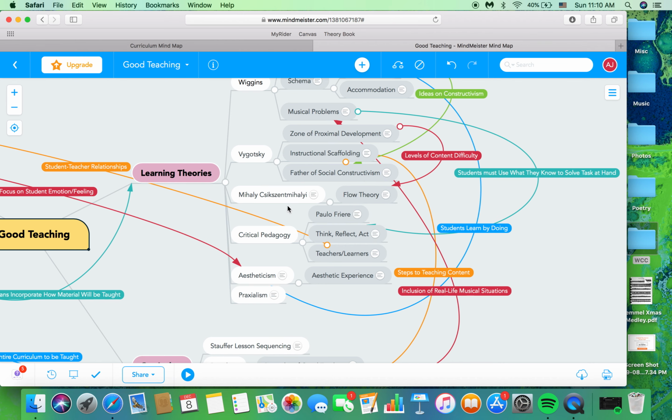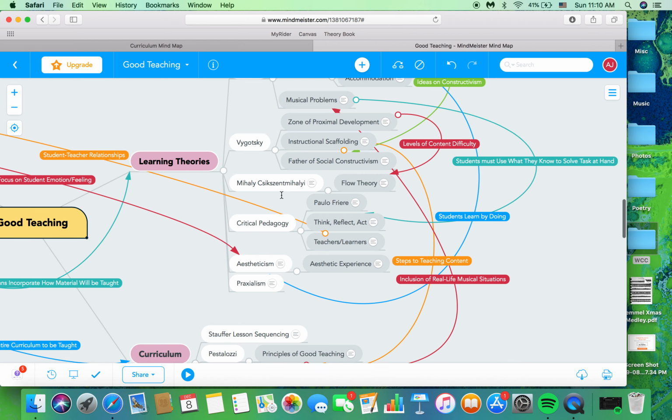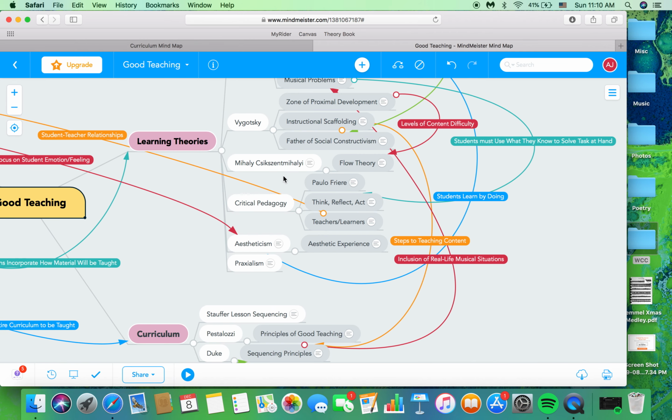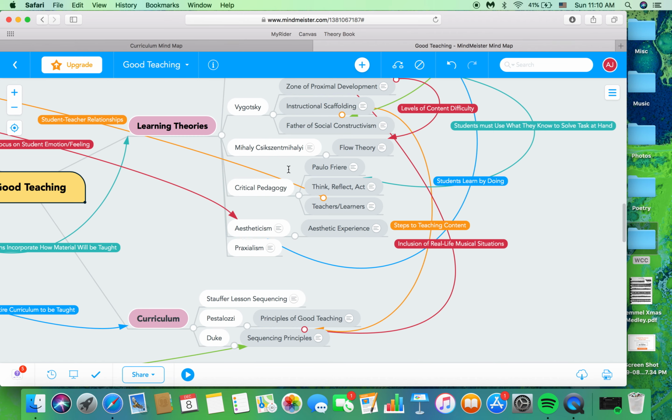Under Mihai Csikszentmihalyi, I know we didn't really talk about him that much, but his flow theory was really important, and that's about how skill is balanced with challenge. So obviously, if the skill is greater than the challenge, then students are bored. If the challenge is too great, then the students are going to be overwhelmed, probably anxious. So you don't want that. So there's a balance there, and that's the flow theory.